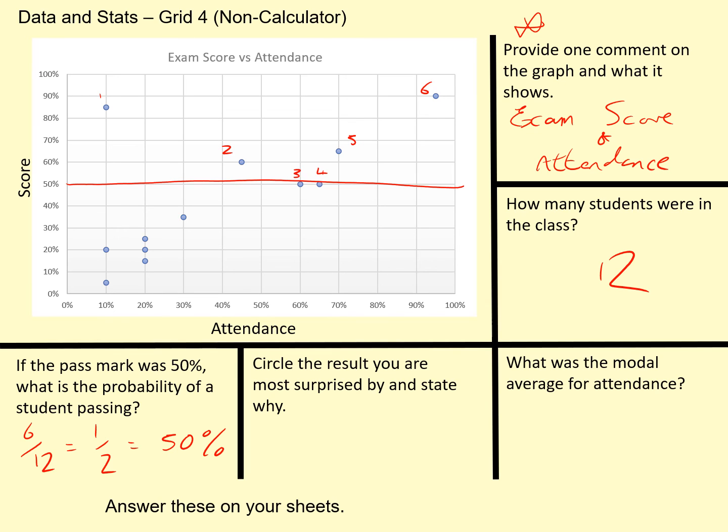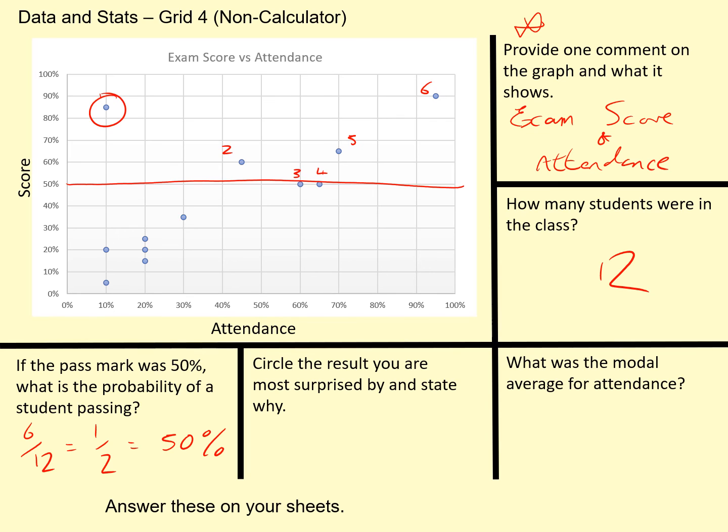Next up, it says circle the result you are most surprised by and state why. Well, that's going to be this one here, because as you can see, they've attended very little, but they've got a very high score. It's called an outlier, or occasionally some other subjects say science would refer to it as an anomaly, but either would be fine. That's the one for it.